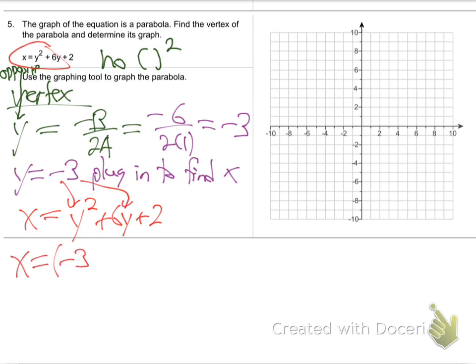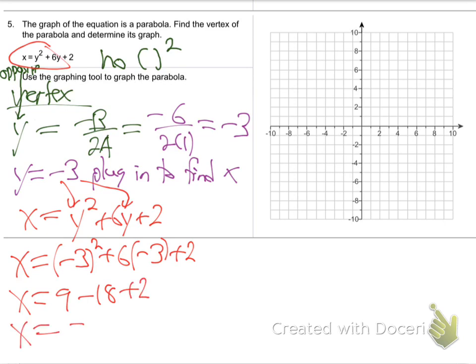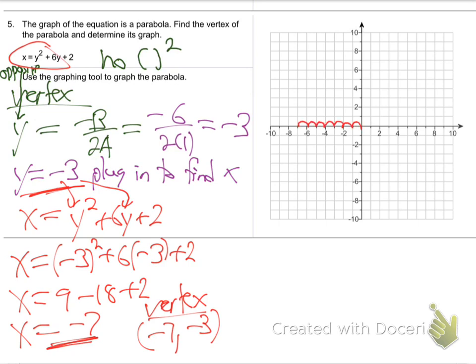So what do we got? Minus 3 squared plus 6 times minus 3 plus 2. What's that? 9 minus 18 plus 2. What's that? Minus 7. So we've got the center, the vertex, the center of the parabola is minus 7 for x. And what was y? Negative 3 for y. So back 7, 1, 2, 3, 4, 5, 6, 7, down 1, 2, 3, right there. Back 7, down 3. There is, let me write that a little bit better.